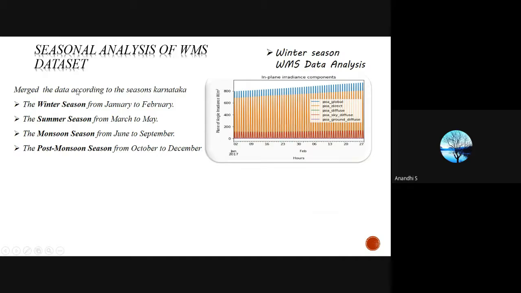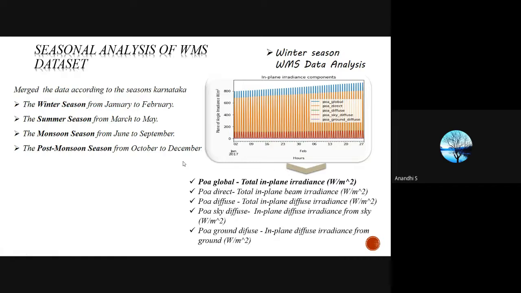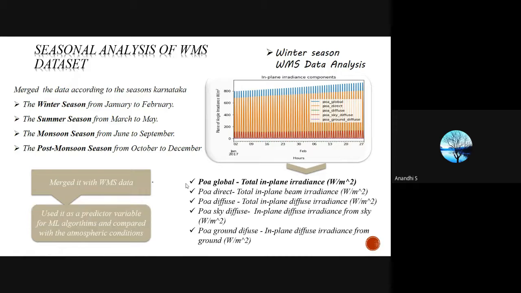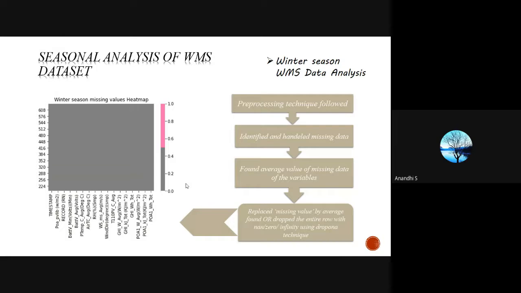Merge the data according to the seasons of Karnataka, like winter season from January to February, summer, monsoon, and post monsoon. And this is the explanation of all the data, like POA global, which is the main requirement, the total in-plane irradiance component. I extracted this one and merged it with the WMS data, and then used it as a predictor variable for our analysis.